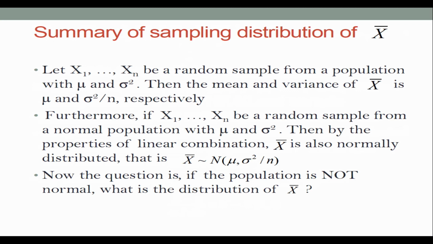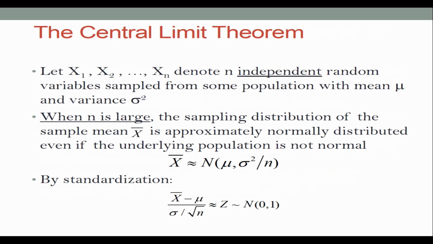Now the question is, if the population is not normal? In reality, most of the time, the underlying population is not normally distributed. So what's the distribution of this sample mean? I'm going to tell you, it's still normally distributed. This is so cool, right? This is all because of the central limit theorem.